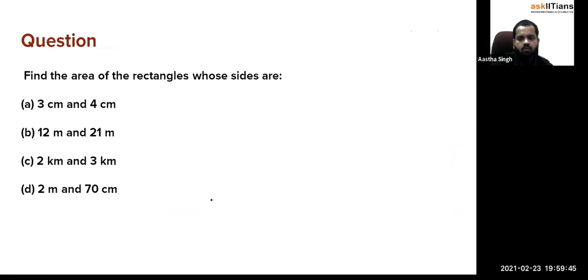Okay guys, so here is a question for you. Find the area of a rectangle. I am just adding one more thing: find the area of the rectangle and the perimeter also.